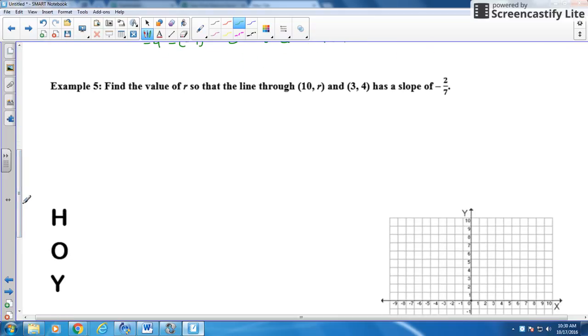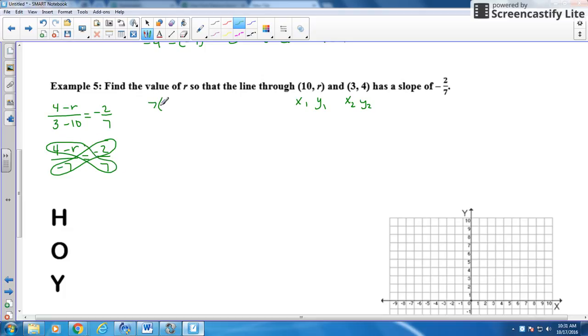Last example, what if they don't give you both ordered pairs, but they do give you the slope? Well, so this would be x1, y1. This would be x2, y2. So we would do 4 minus r over 3 minus 10, and that would have to equal -2/7. Okay. Well, we can simplify this a little bit. So 4 minus r over 3 minus 10, which is -7, equals -2/7. And now we can use cross products to solve this because it's a proportion. We had one ratio set equal to another ratio, so that's a proportion.